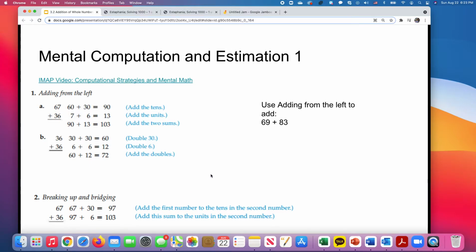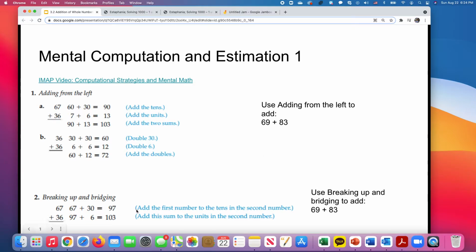So try to add 69 and 83 together using the adding from the left strategy. Pause the video and do that mentally. Okay, what did you get? 60 and 80 together is 140, and you have 9 and 3. 9 and 3 is 12. So you get 140 and 12, which is 152. Right? You can do it mentally.